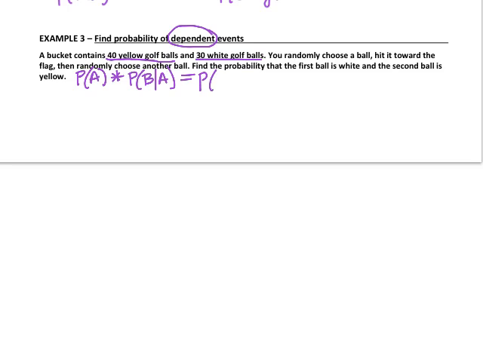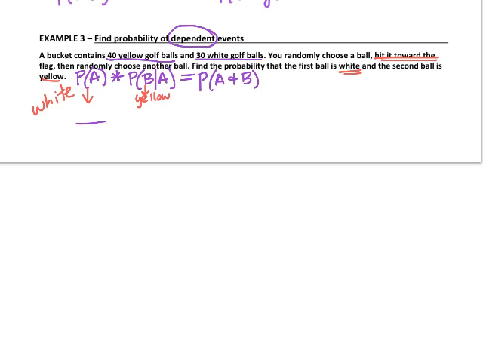That's going to be the probability of A and B, just like we just had with Ramon and Kanisha and the cards. All right, so we need to find the probability that the first ball is white. Okay, so the probability of A taking place is going to be pulling out a white ball, and the second ball is yellow. So the probability of B taking place is going to be that you pull out a yellow one after you've taken the white one out and hit it toward the flag. Okay, so you're not replacing it. You're not putting it back in the bucket because you've hit it.